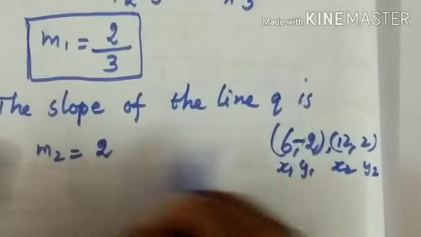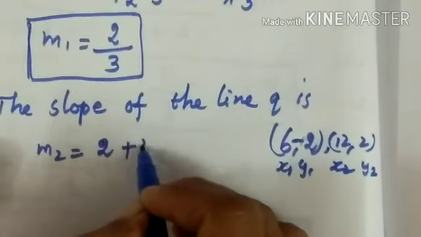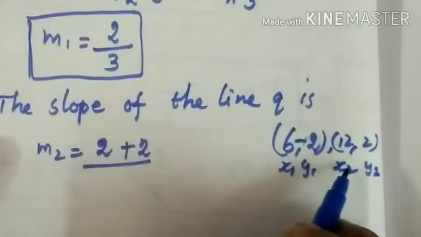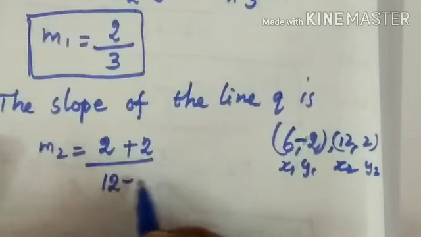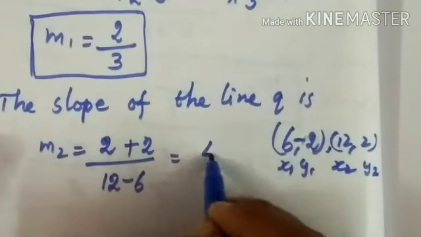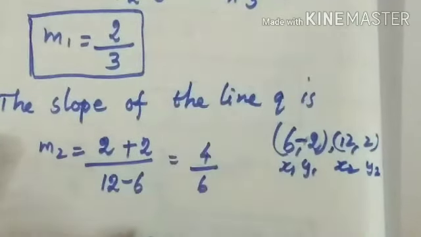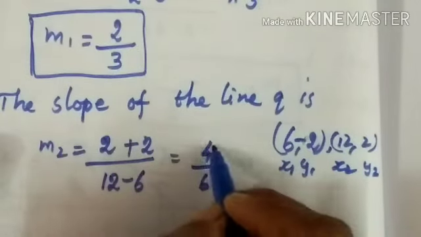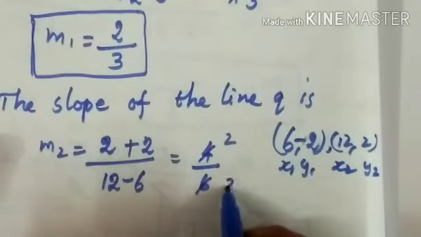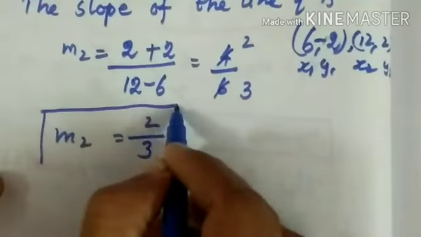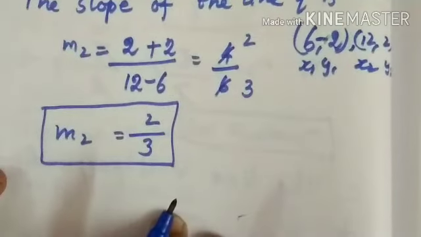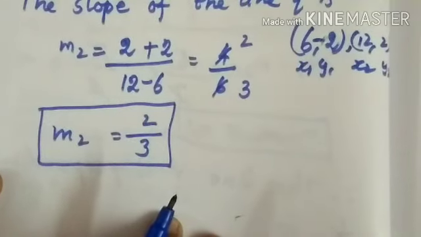That is 2 minus into minus plus 2 by x2 minus x1, 12 minus 6. Then we have 4 by 6. Now you cancelling this by 2 table, 2 2s are 4, 3 2s are 6. m2 is equal to 2 by 3. This is the slope of the line Q.